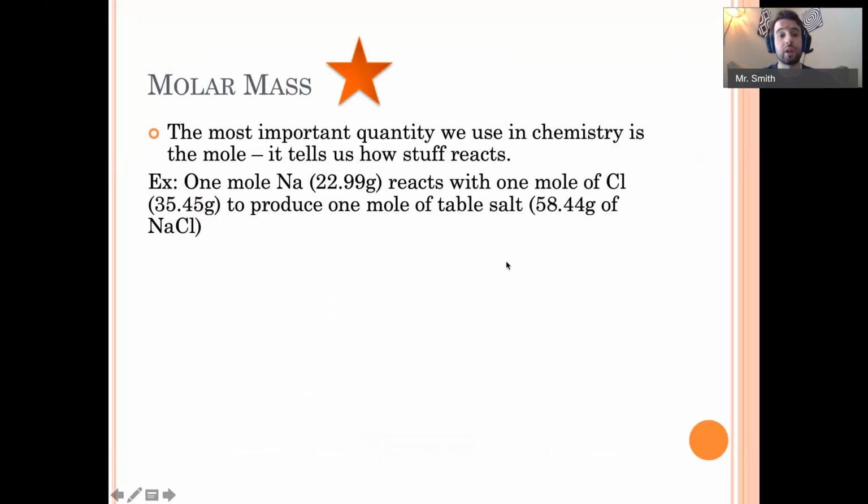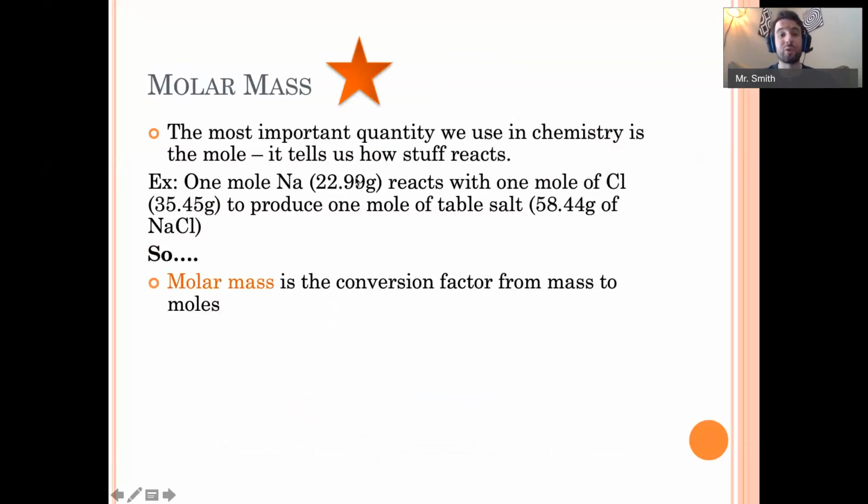So for example, if you take 1 mole of sodium and you react it with 1 mole of chlorine, you're going to produce 1 mole of NaCl, which is table salt. Now, on the other hand, if you were to take 1 gram of sodium and react it with 1 gram of chlorine, you wouldn't get 2 grams of table salt. It would look way, way different. You'd have some stuff that reacts, you'd have some stuff that didn't react, so you'd have some chlorine left over, and then you'd end up with less than 1 gram of table salt.